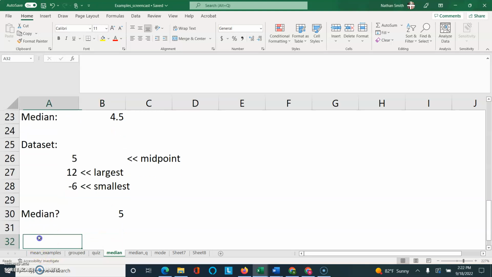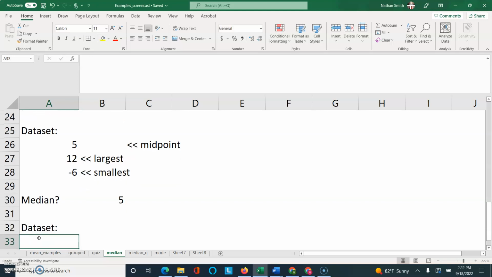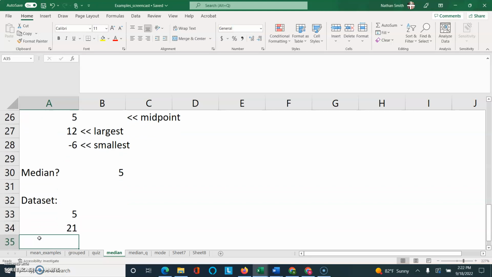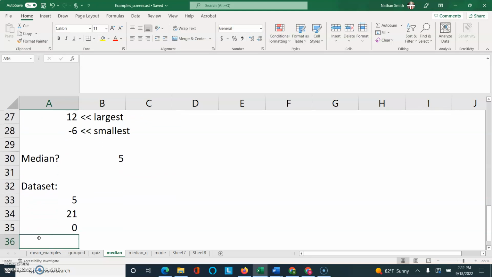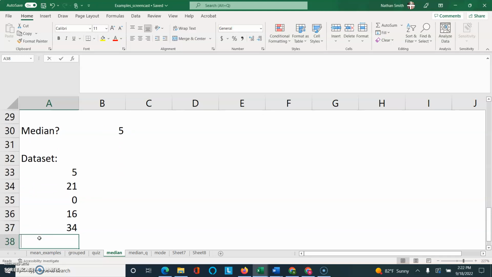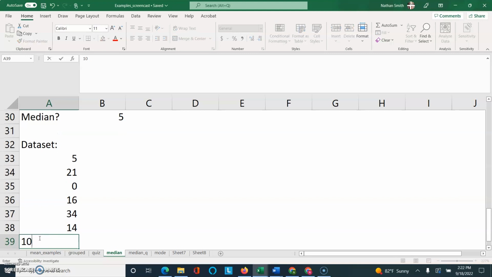Okay, let's practice with a slightly larger data set, but still pretty small. Let's just make up some numbers here. How about 5, 21, 0, 16, 34, 14, and 10.